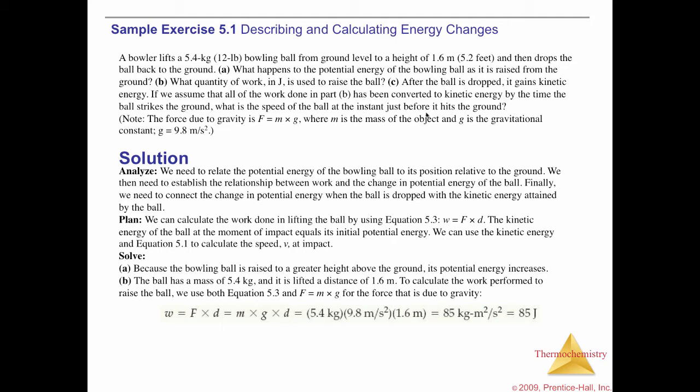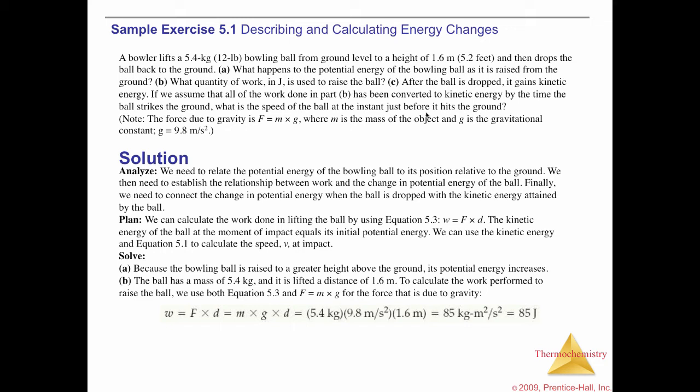We can calculate the work done in lifting the ball by using equation 5.3, which is work equals force times distance. The kinetic energy of the ball at the moment of impact equals its initial potential energy. We can use kinetic energy in equation 5.10 to calculate the speed at impact. Because the bowling ball is raised to a greater height above the ground, its potential energy increases. The ball has a mass of 5.4 kilograms, and it is lifted a distance of 1.6 meters.